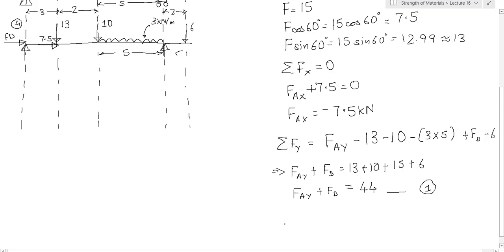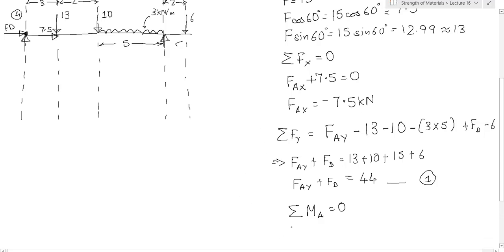Similarly, what will be my equation number 2? It will be summation MA is equal to 0. What will be the calculation? First of all, we won't consider the axial forces, because axial forces are acting through this point A. So no need to consider axial forces. Only consider the other forces.